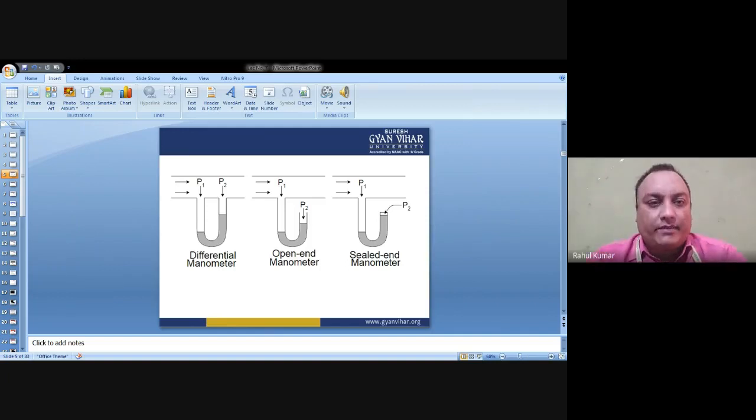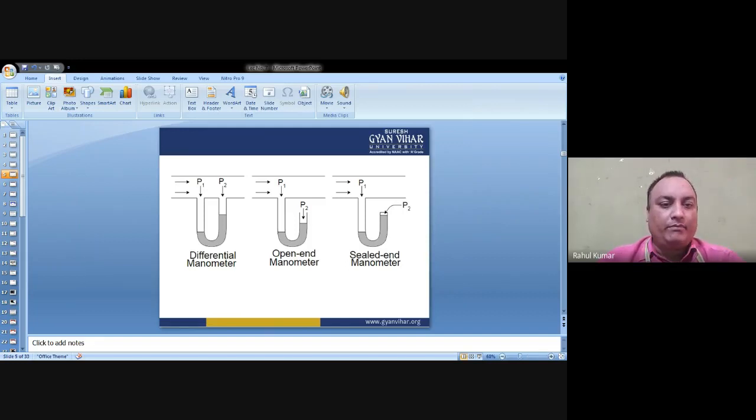Okay, sorry for the disturbance, and then move to the next type of manometer. This is a differential manometer. The differential manometer measures the difference between two points of the pipe.